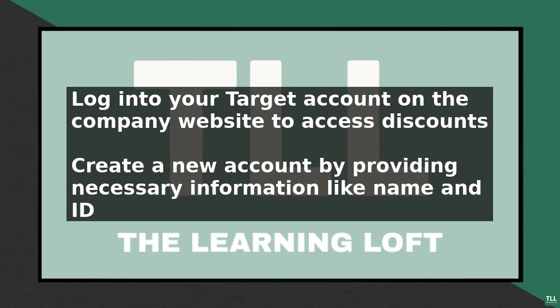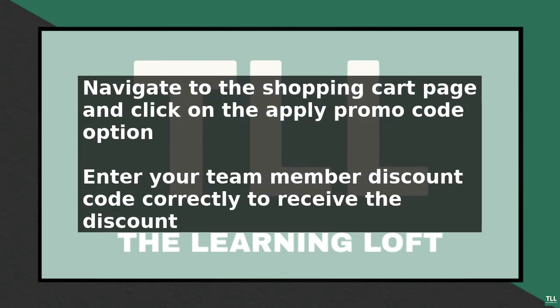Once logged in, navigate to the shopping cart page by adding items to your cart and clicking on the cart icon. Click on the Apply Promo Code option and enter your team member discount code, which can be found on the Target employee website or obtained from the HR department. The team member discount code typically starts with the letters TG and is followed by a series of numbers. Enter the code correctly and click Apply to receive your discount.